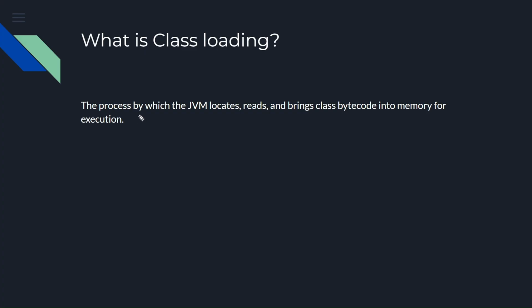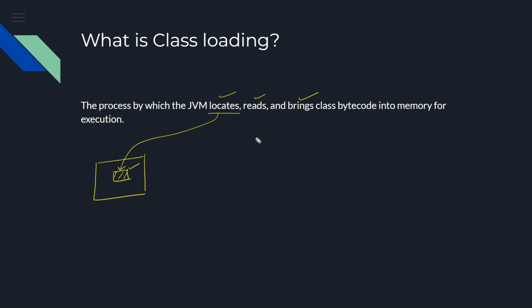So what is class loading? Class loading is a process by which the JVM locates, reads, and brings the class data, which is the bytecode, into memory for execution. So suppose when we compile a Java file in a directory, we have the .class file. So when we run the program, the JVM first needs to locate the file, that in this directory, we have the .class file.